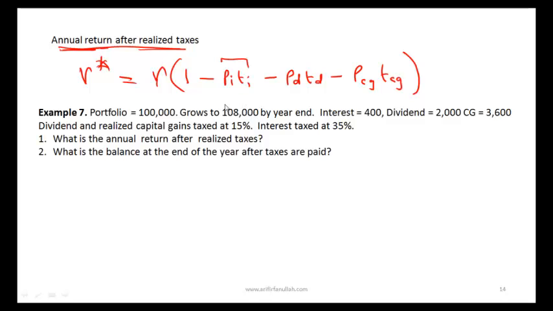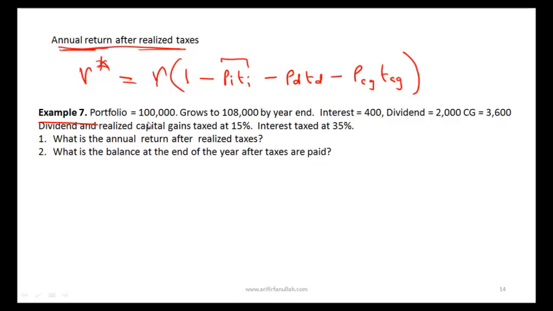Notice that we haven't taken into account the fact that we have unrealized gains, and at some point we'll have to pay taxes on those unrealized gains. That we'll get to in a short while, but I hope this makes sense. If it does, let's do example 7.